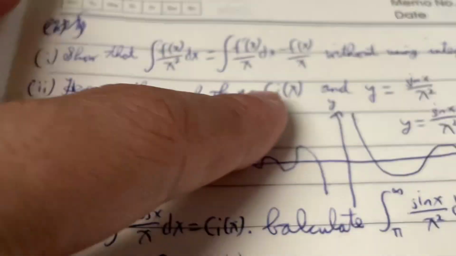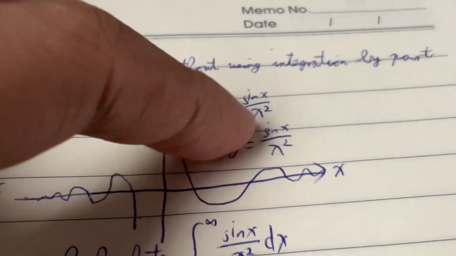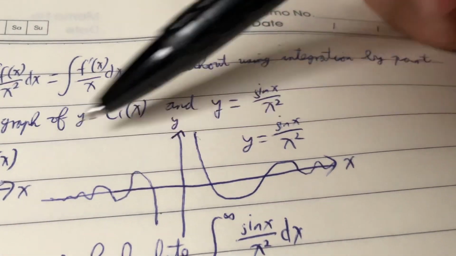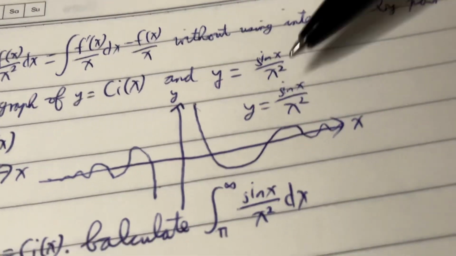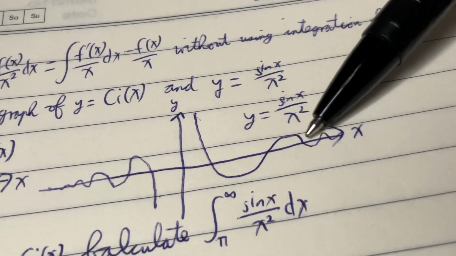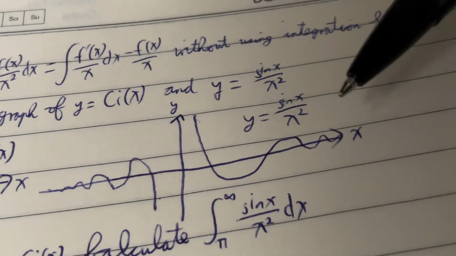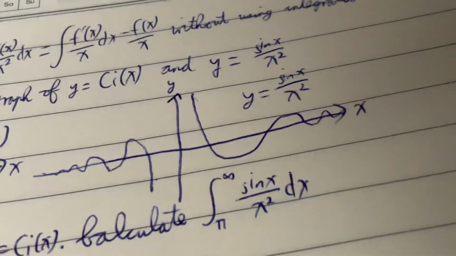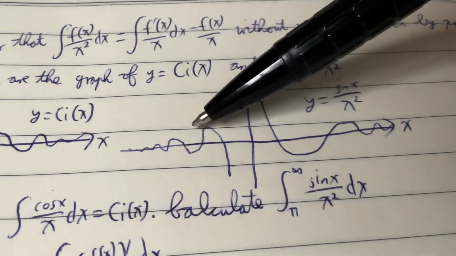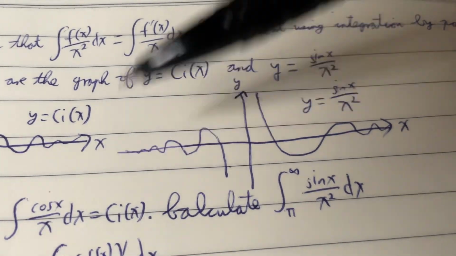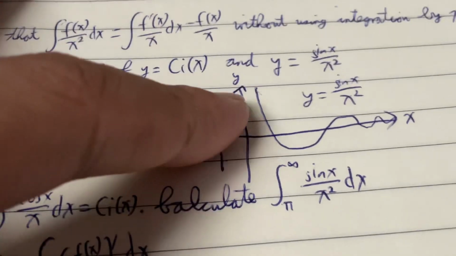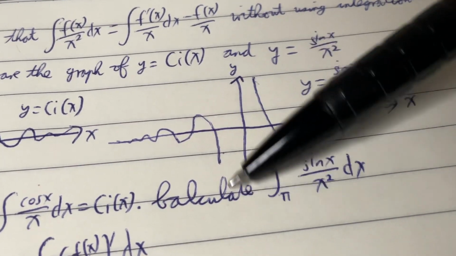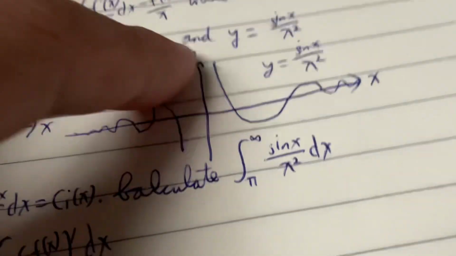Another one is y is equal to sin x over x squared. This is the graph. When x is approaching positive infinity, it approaches 0. When x is approaching negative infinity, this is also 0. And when x is approaching 0, you see negative infinity, or positive infinity. Check the graph of this.